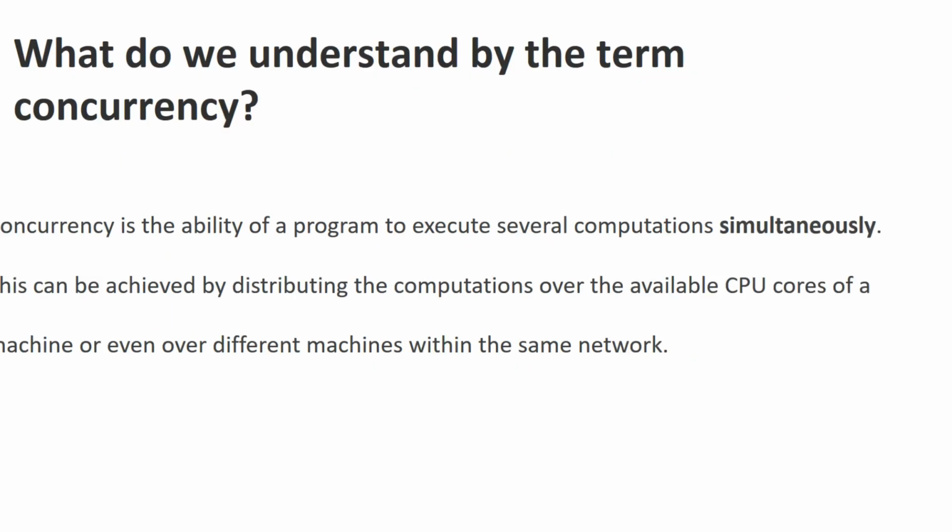Okay, what does concurrency mean then? Concurrency is the ability of a program to execute several computations simultaneously. This can be achieved by distributing the computation over the available CPU cores of a machine, or even over different machines within the same network. Essentially, if you use different machines, you are using different CPUs. So distributing the computation is the key here. That is the way you can simultaneously do some work, right?